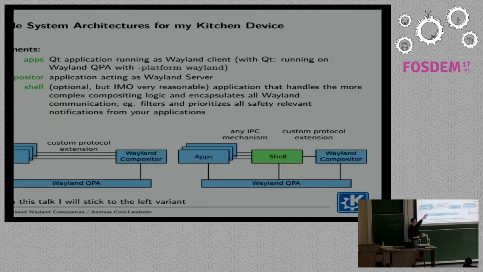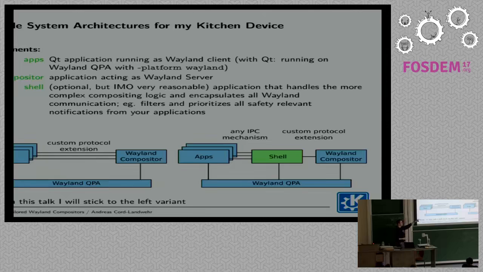Within Qt, it's abstracted by the Qt platform abstraction layer. You call it if you simply use -platform wayland, and it works magically. You can also use your custom protocol extension, for example, for notifications, which I will introduce in a few slides, how you can add a small extension for notifications. Or you could also have a proxy in between.